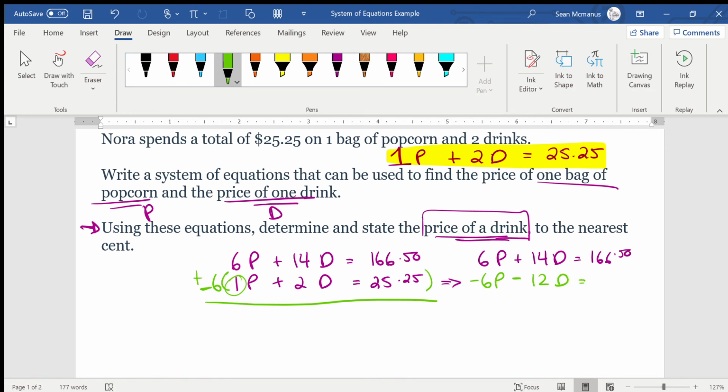And then 6 times 25.25. So that's going to be negative, that's $150 plus $1.50. So negative 151.50.